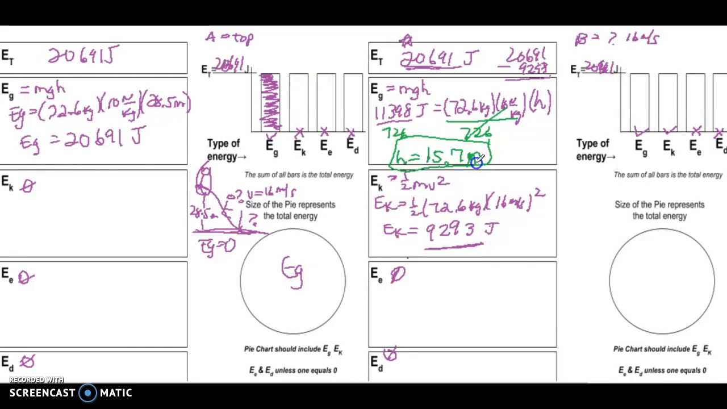Done. Let's finish out the chart. 11,000 out of 20,000, so slightly more than half is EG, and the rest of it, slightly less than half, is EK. So slightly more than half is EG, slightly less than half is EK. All right, and there you go, number 2.